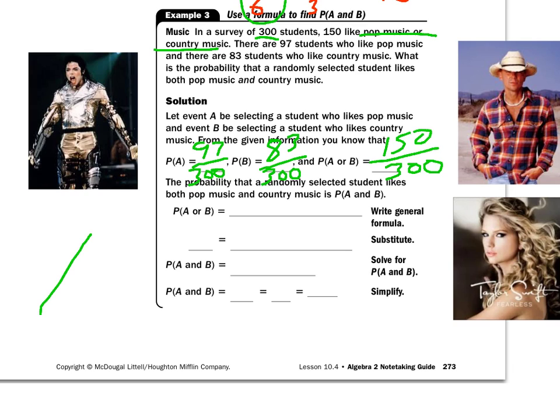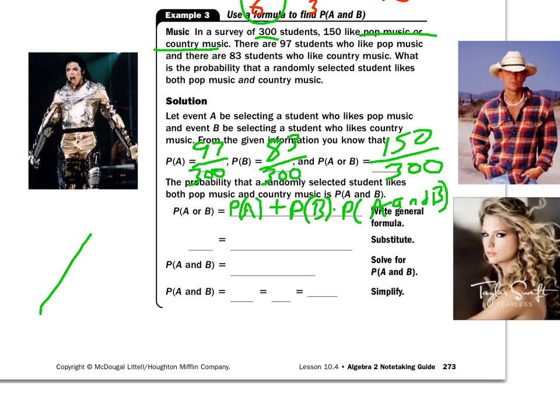The probability that a randomly selected student likes both pop and country music would then be the probability of A and B. So the probability of A or B would be the probability of A plus the probability of B minus the probability of A and B. Now this is where it gets tricky.